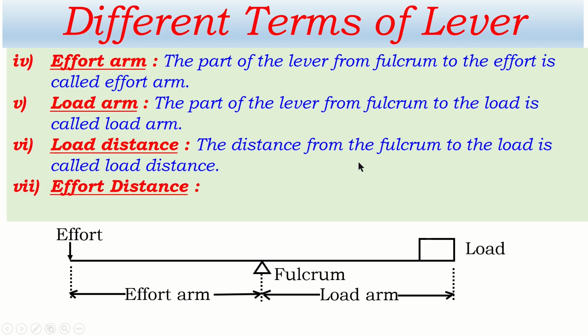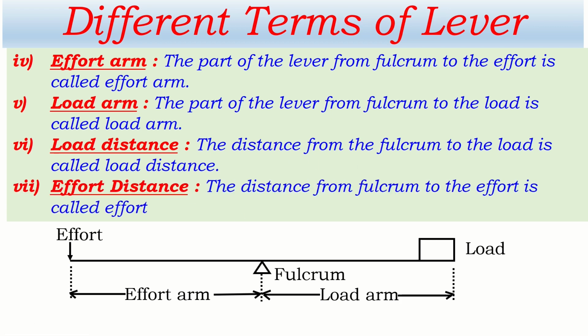In the same way, effort distance means the distance from fulcrum to the effort. If we measure distance from this point to effort, then this is called effort distance, but this part is effort arm. This way we can differentiate effort distance and effort arm, and in the same way load distance and load arm. These are the important terms related to lever.